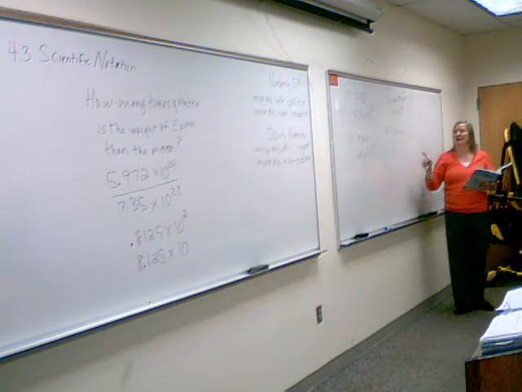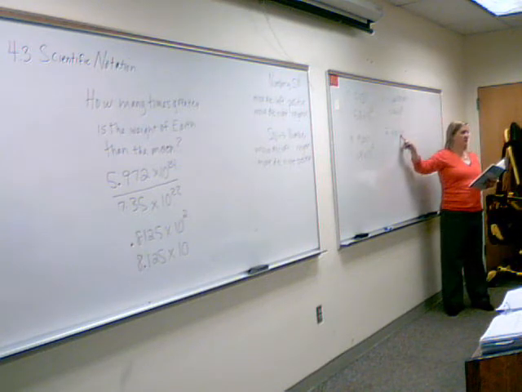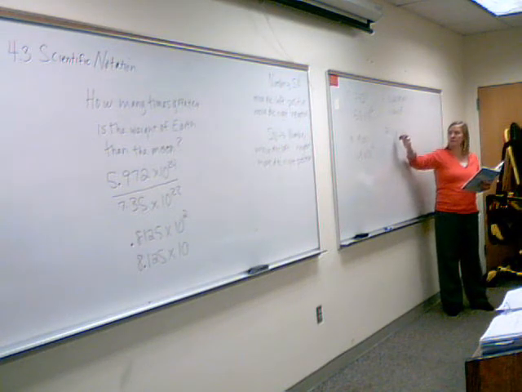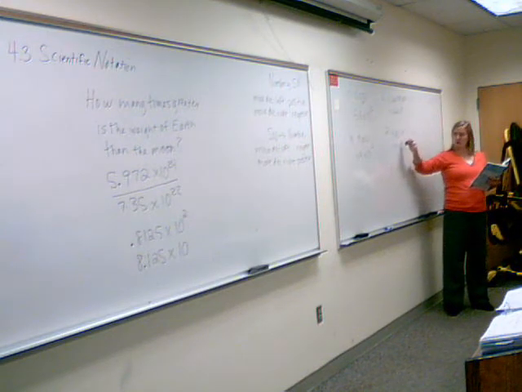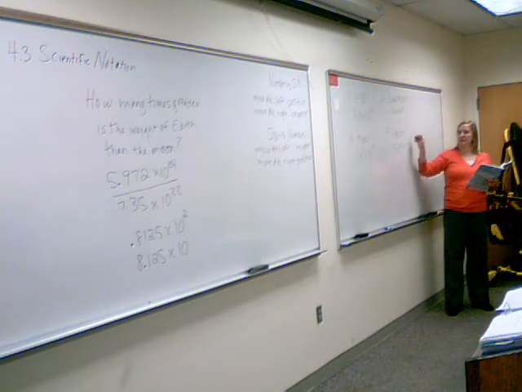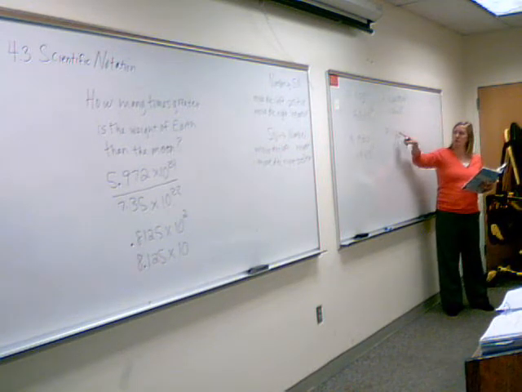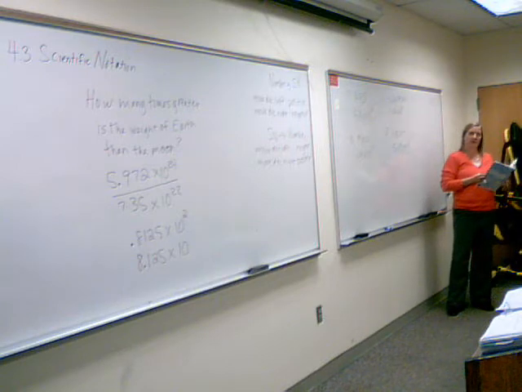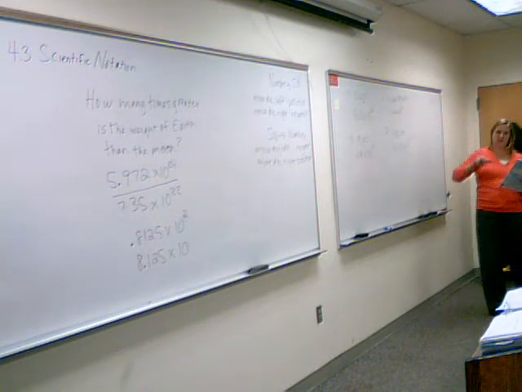Okay, I think you guys get the idea that we're moving it to the right of the first digit, right? 1, 2, 3. 5.104 times 10 to the what? Negative 3. 1, 2, 3. I moved right, so it's negative.